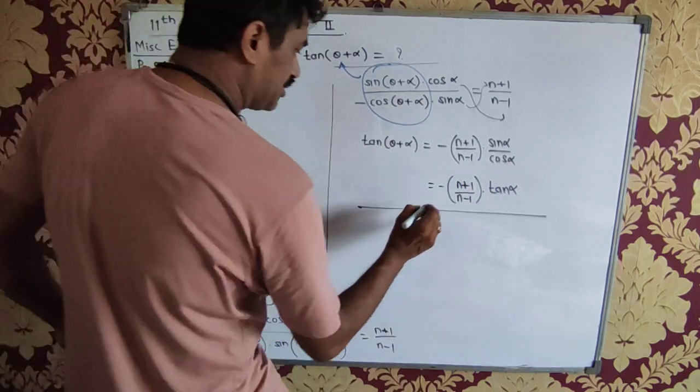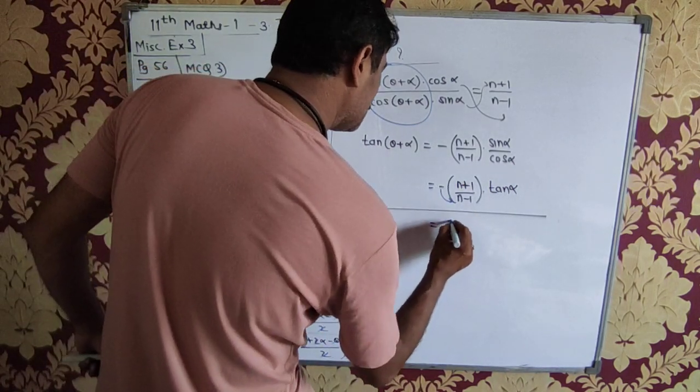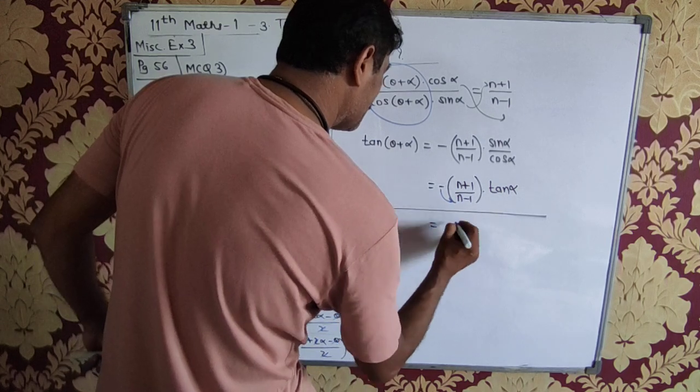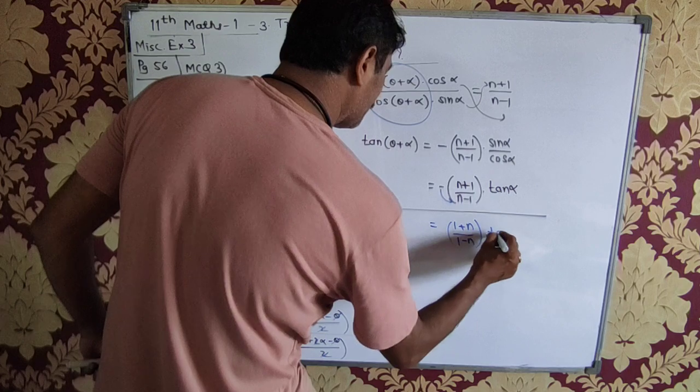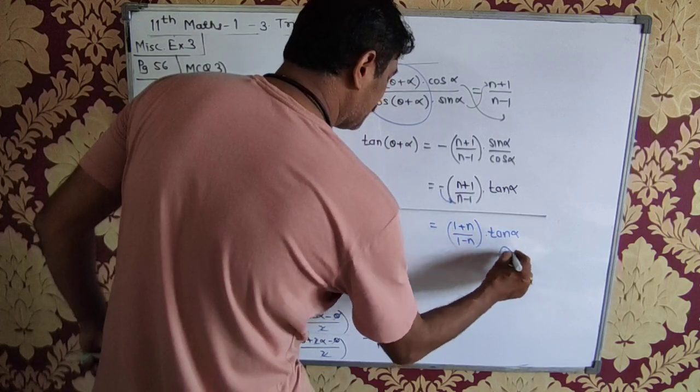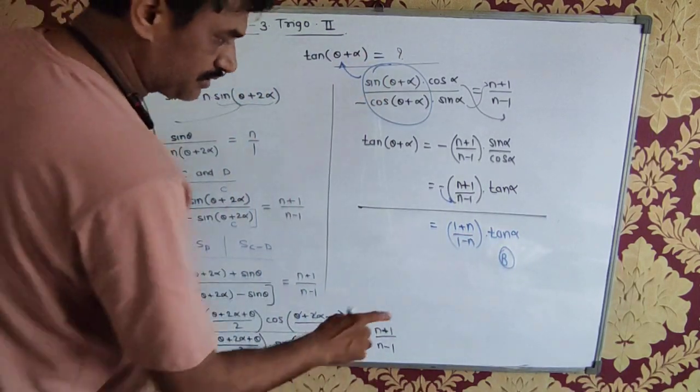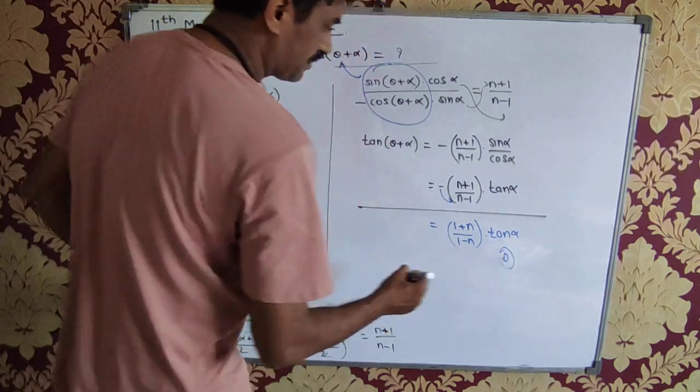Now n minus 1, they have given the minus sign. So this is n plus 1, plus n. N plus 1 is 1 plus n. 1 plus n, 1 minus n, minus n into tan alpha. So what is the answer there? Option is D. Is this okay? Any doubts?